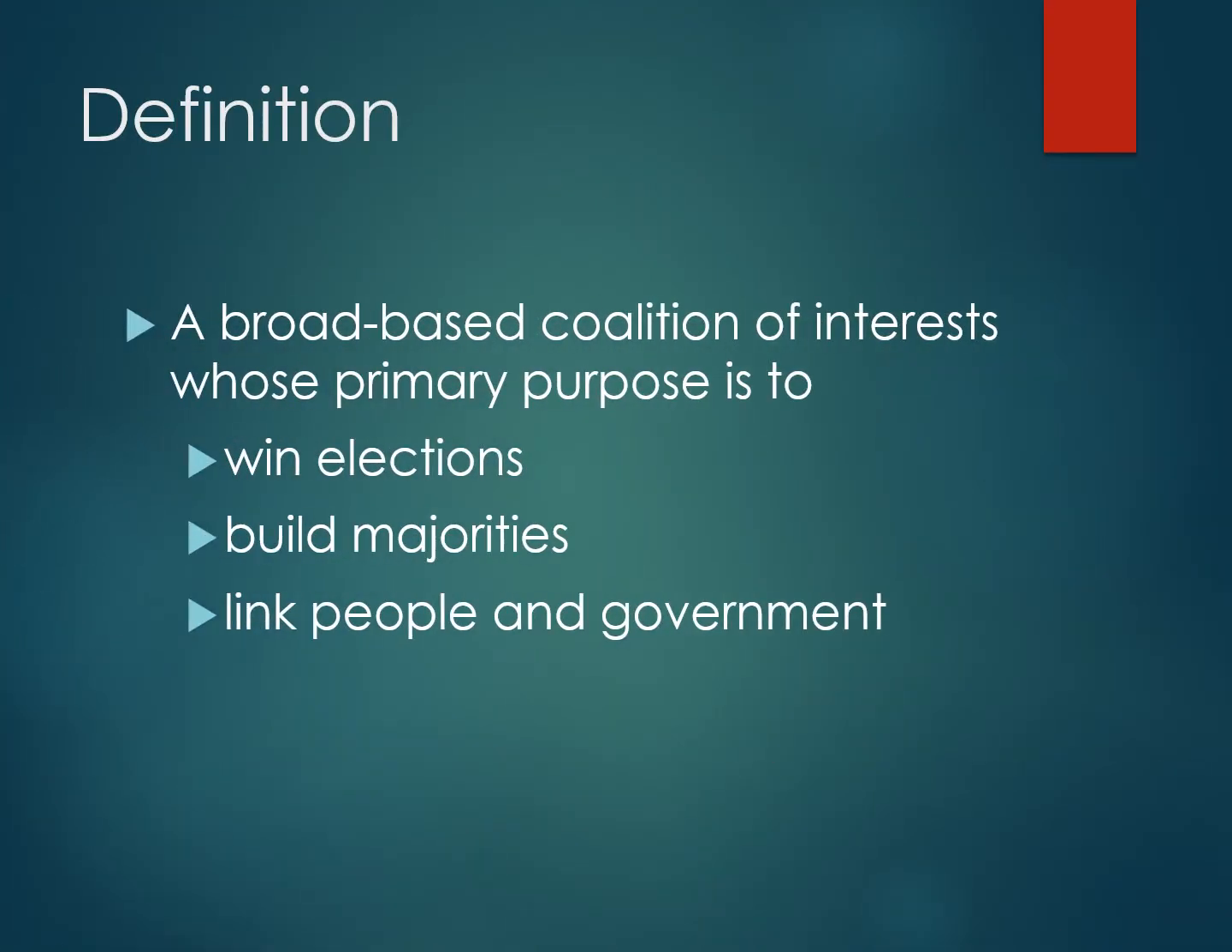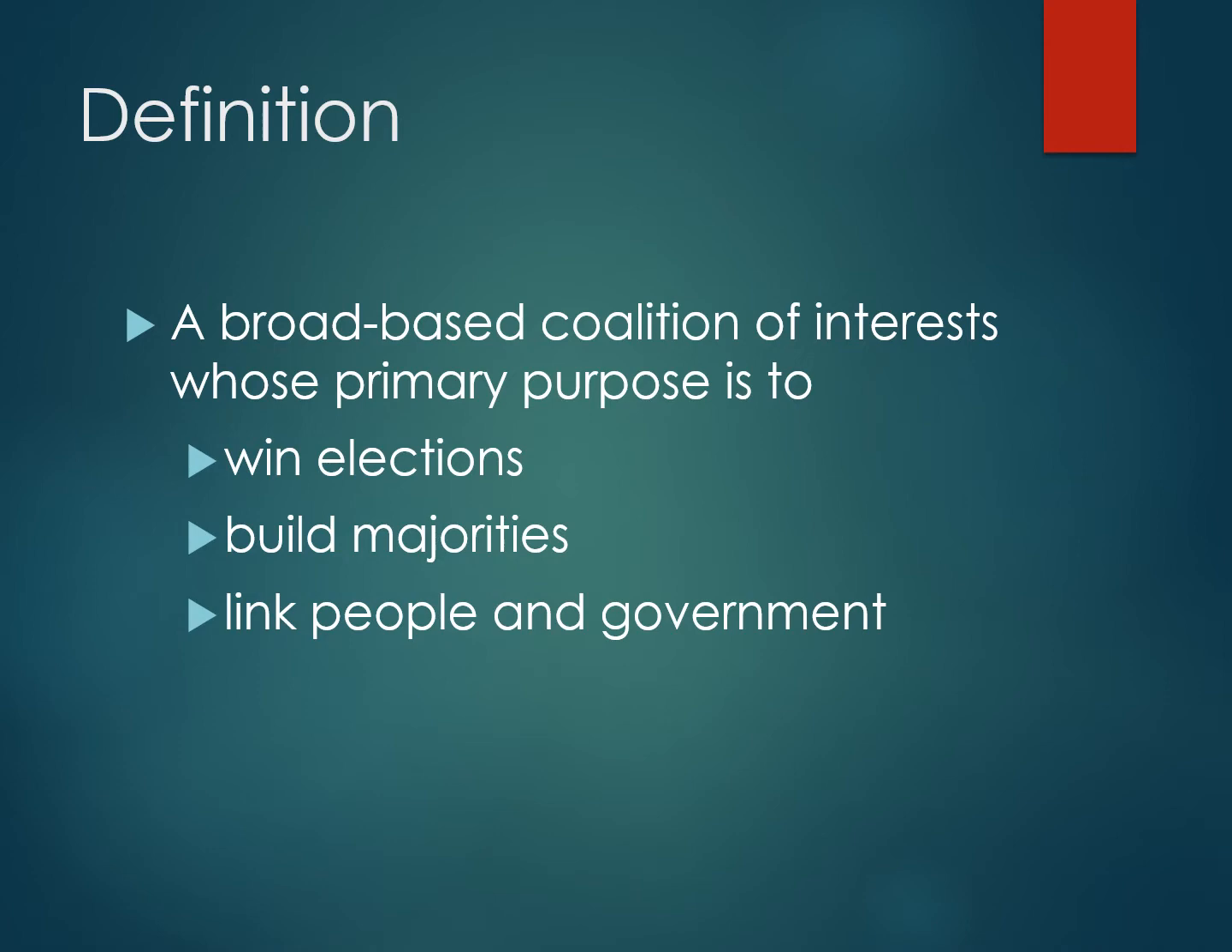So the definition of a political party is a broad-based coalition of interests whose primary purpose is to win elections, to build majorities, and to link people and government. To win elections, yes, they're going to run a candidate from a party, and we'll talk about that in the next chapter. It's actually chapter 4, but I'm covering this part first. You can listen to it whichever way you want. But anyway, the party will run somebody to have their particular candidate win the election.